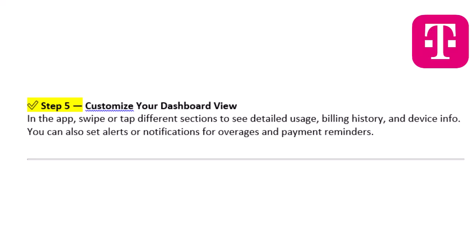Step 5. Customize your dashboard view. In the app, swipe or tap different sections to see detailed usage, billing history, and device info. You can also set alerts or notifications for overages and payment reminders. And that's it. You can now easily access your T-Mobile dashboard on mobile or desktop to manage your account.